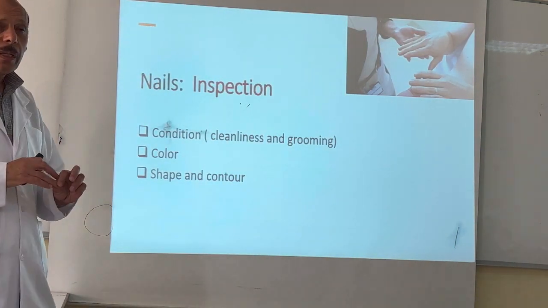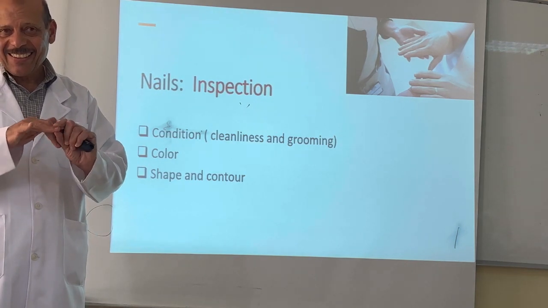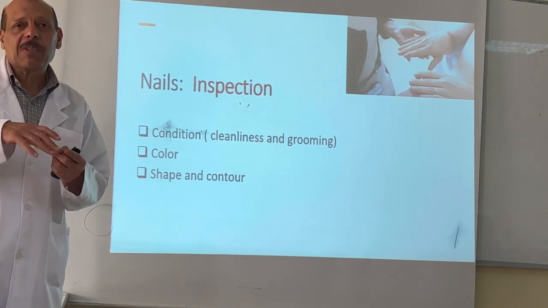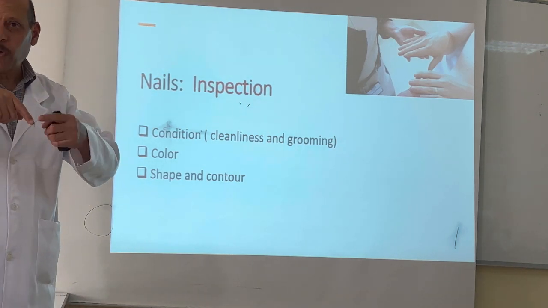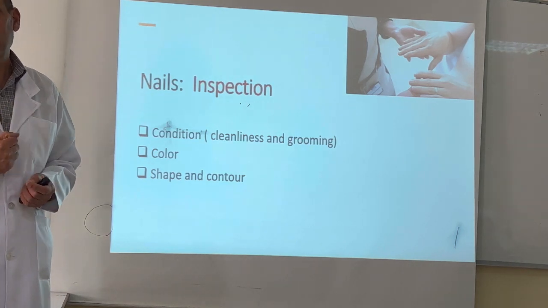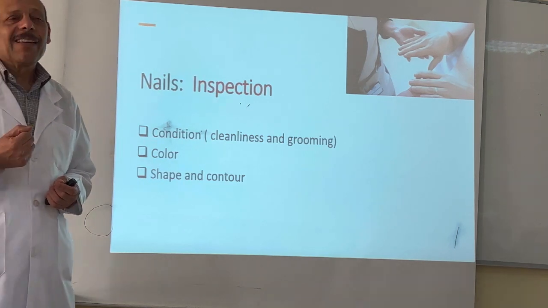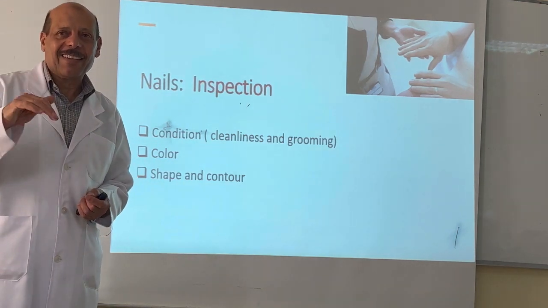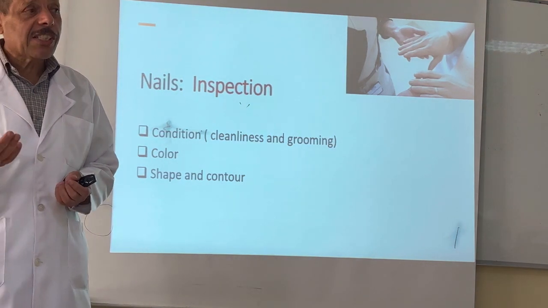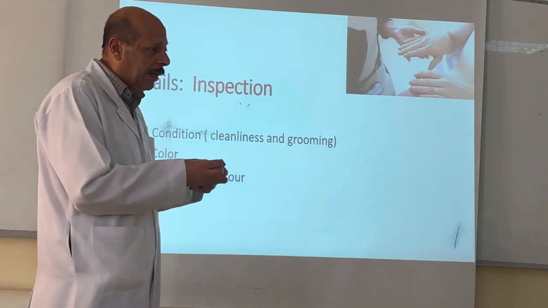Shape also: there is an angle, and if it is different, sometimes like a spoon shape, you find that spoon shape is there. To me, it reflects a heart disease. It might reflect also another thing, the nutritional status. If there are brittle nails, sometimes the nails break.